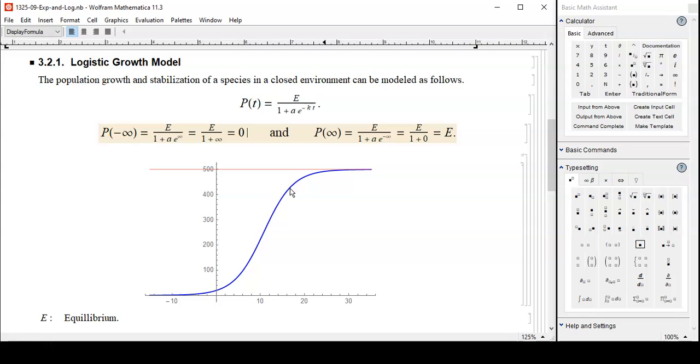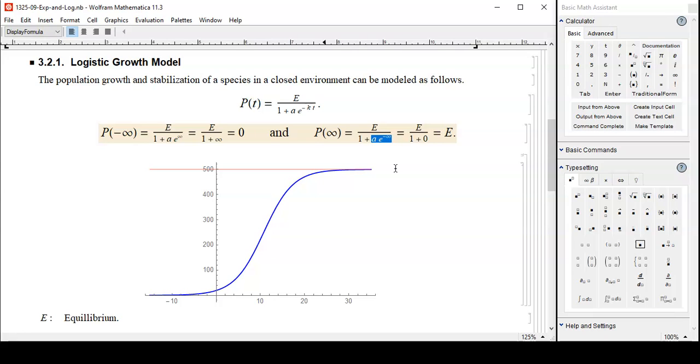Now to the right, when t is getting bigger and bigger, this is positive infinity, and k is a positive constant. So this whole thing over here is e to the negative infinity, and that's 0. So 0 times a is also 0, so this part just drops out. So we have E, and that's what you're looking at here. Equilibrium. And this is typical for a population growth model in a closed environment.